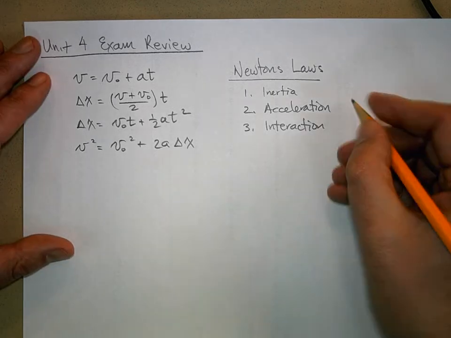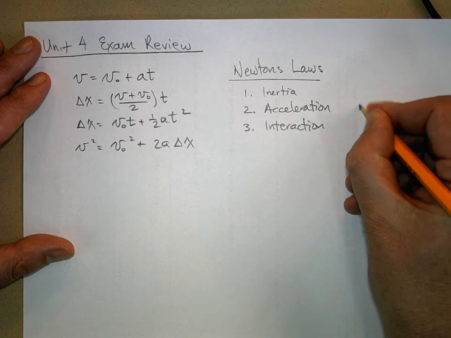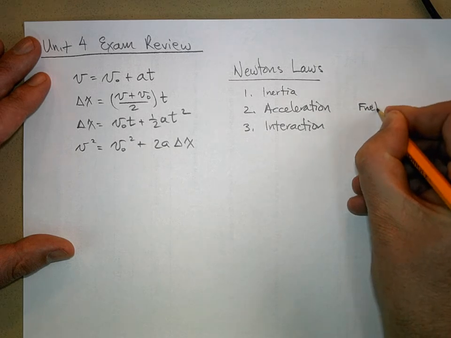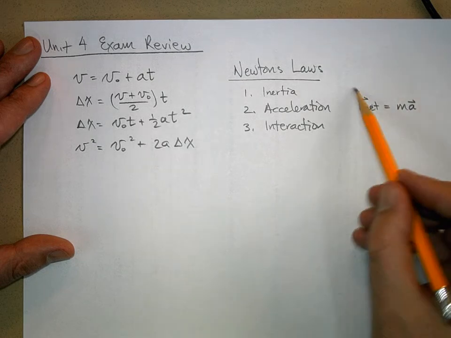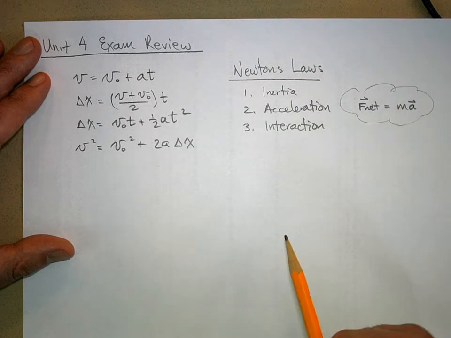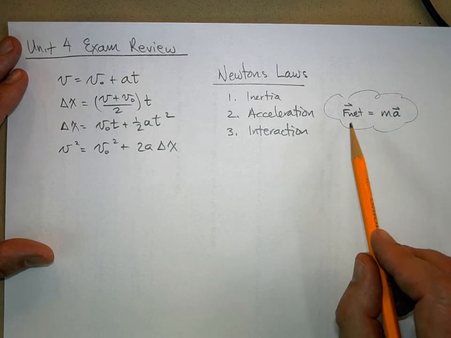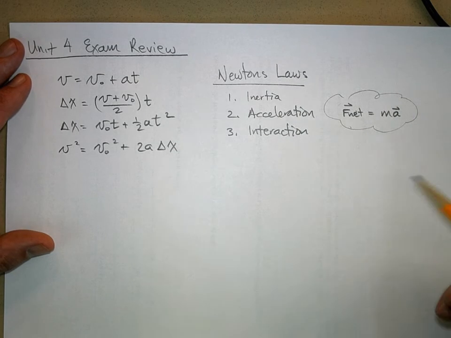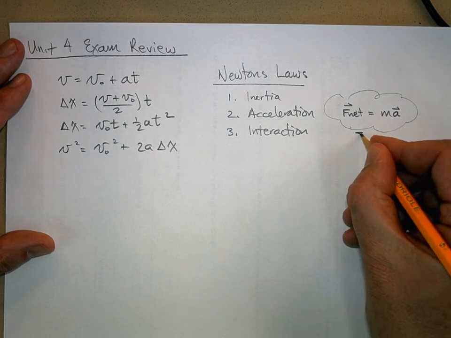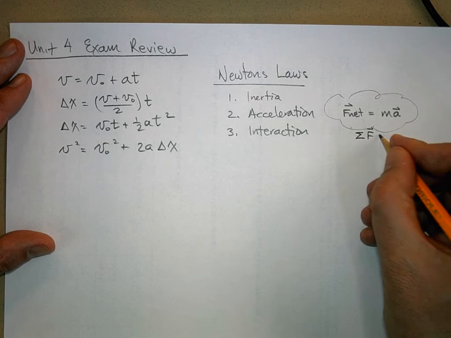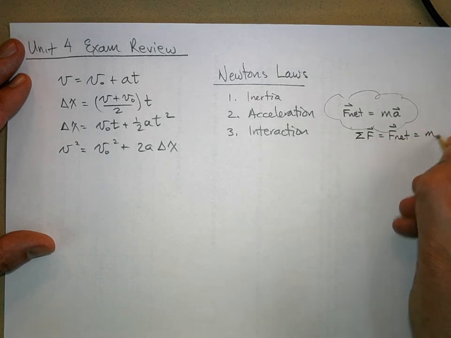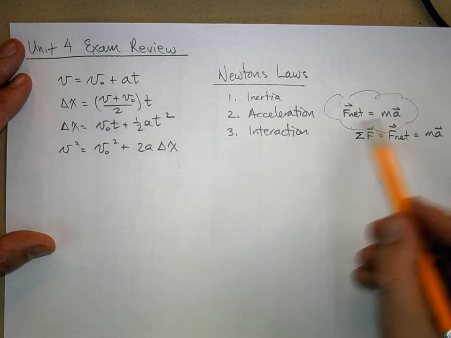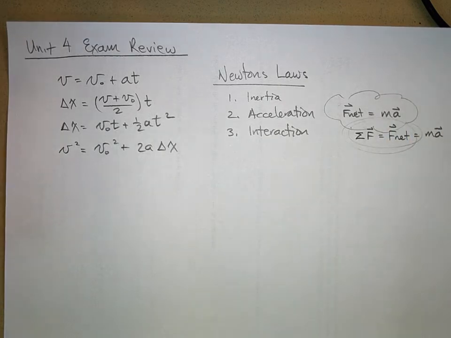Now the law of acceleration says that the net force is equal to mass times acceleration. Most important equation in all of physics, right there. Now what is the net force? The net force is what I get when I sum all the forces acting on an object. That is equal to the net force, and that will be equal to mass times acceleration. And this is what we use when we apply that procedure that I was talking about.